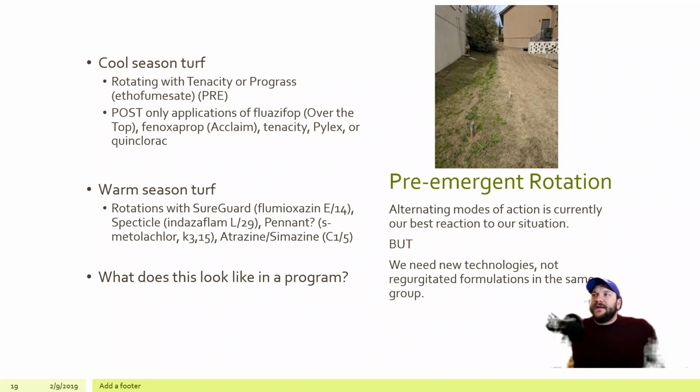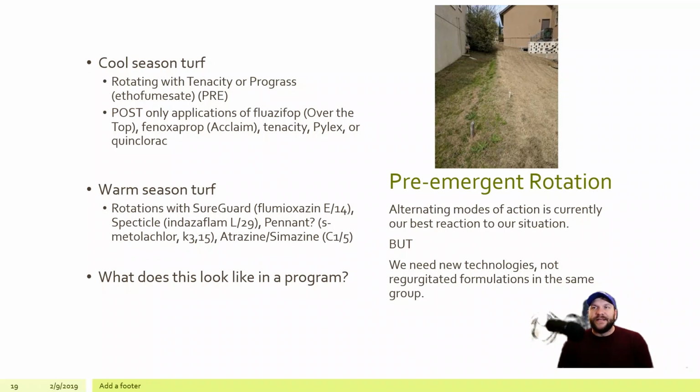So when we talk about programs and what we can do to rotate our products, we start analyzing what we have available on cool season turf. We can introduce Tenacity into our program as herbicide rotation. We can introduce ProGrass as part of our herbicide rotation. We could do a post-only application. So we think about fluazifop, which is over the top, also known as Fusilade II. It can be run as a post-emergent and does a fairly good job of controlling things like crabgrass. Fenoxaprop, same thing. Acclaim or Last Call has fenoxaprop in it. Does a good job. Tenacity or Pylex or quinclorac can be used as post-emergents.